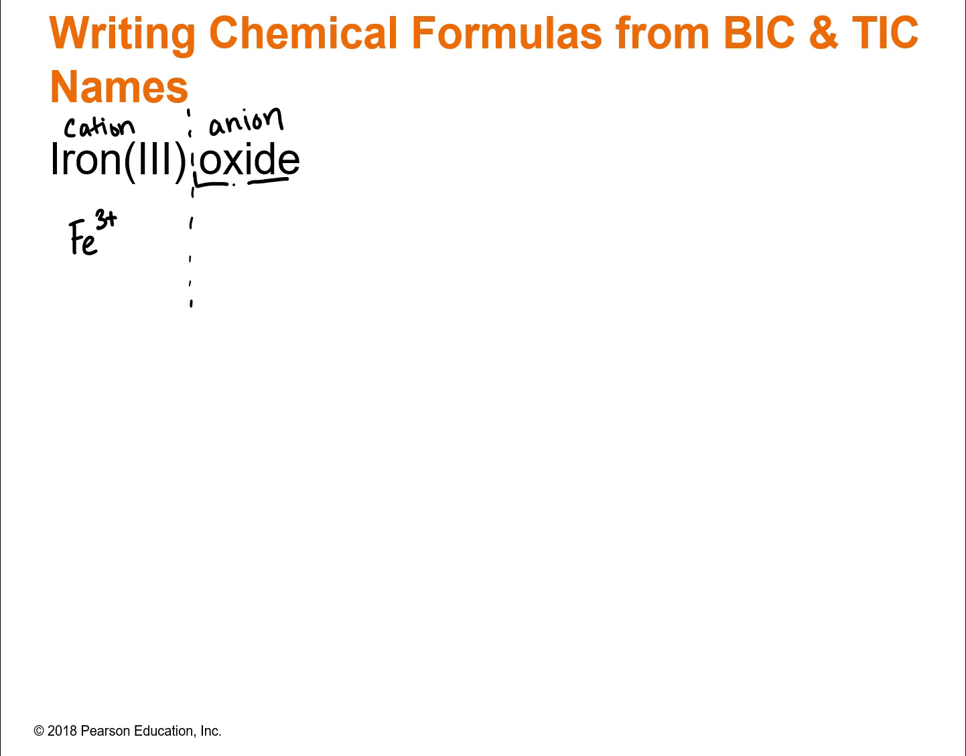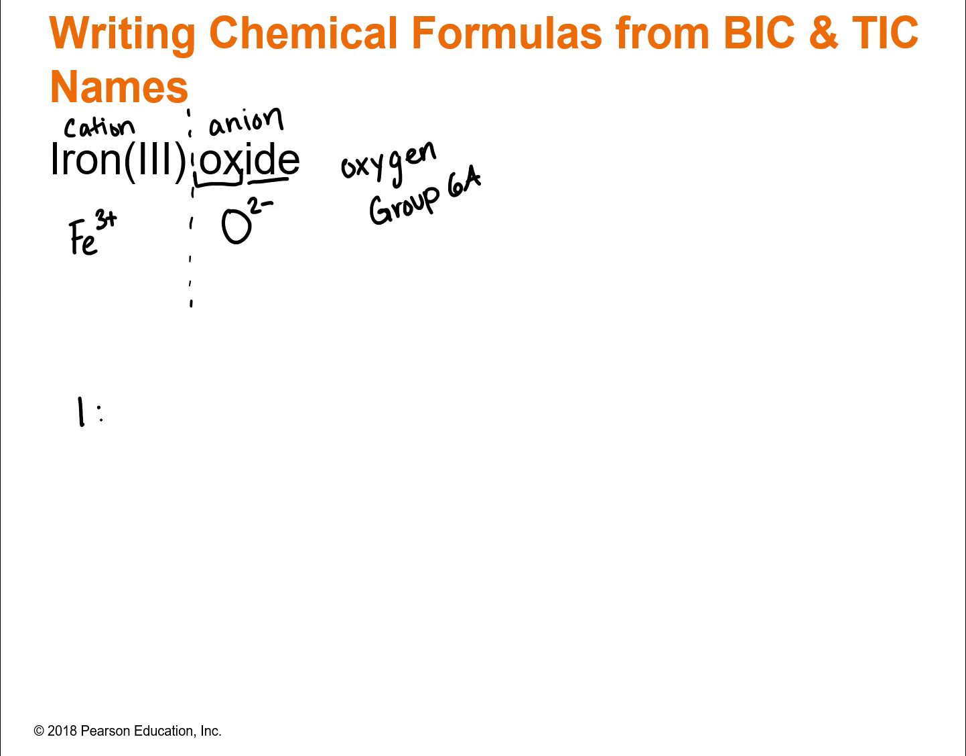With the oxide, we have to do a little bit more digging. Ox comes from oxygen. That's another group 6A nonmetal. So its charge will also be 2-, just like sulfur.